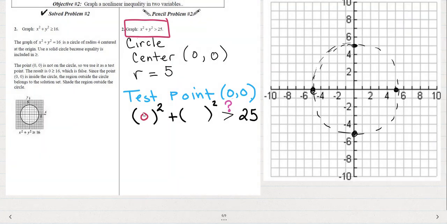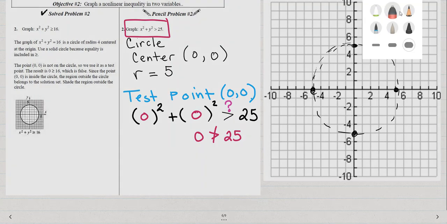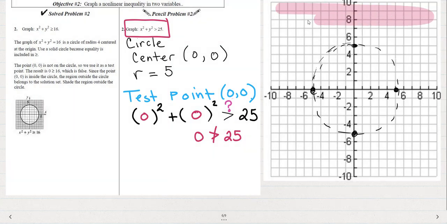If I were to do a test point, you might already be able to use the shortcut, but if I do a test point, let's check, do we want what's inside the circle? So we could pick this (0, 0), or do we want what's outside the circle? 0 plus 0 is 0, and 0 is not greater than 25. So you guessed it, we don't want to shade what's inside the circle. We're going to shade everything outside the circle.